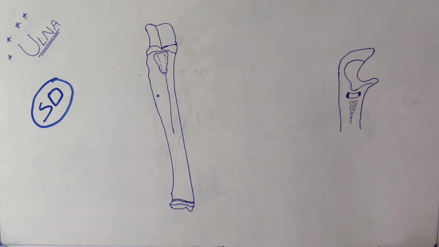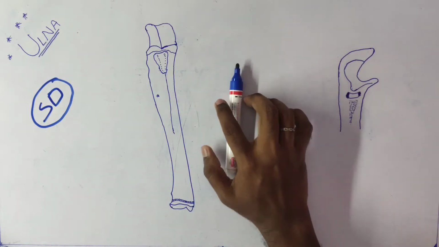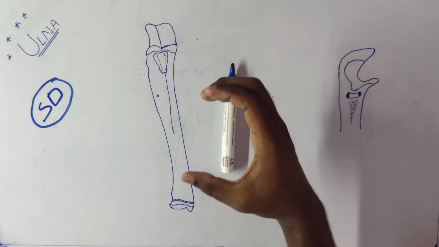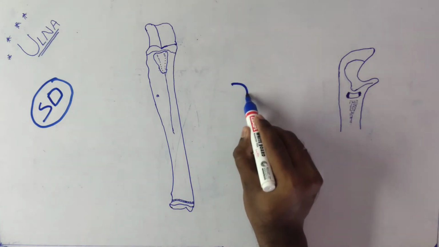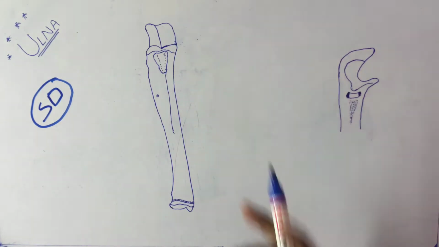First we should know what is the upper end and what is the lower end, and here it is the upper end. The upper end is hook-like shaped, see, like this. So the upper end is hook-like, with concavity.